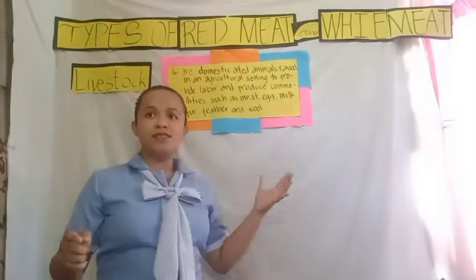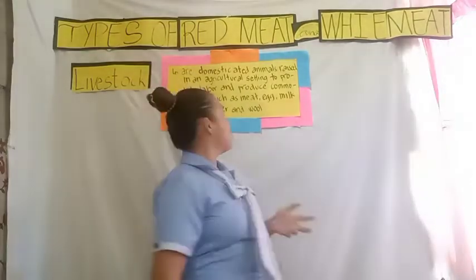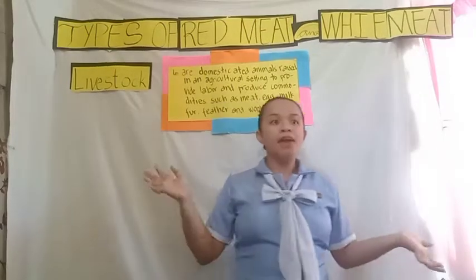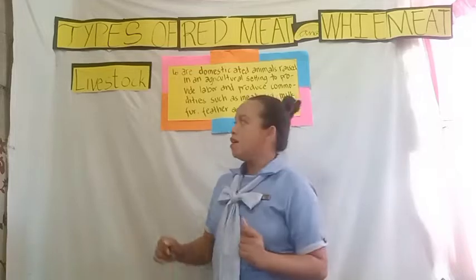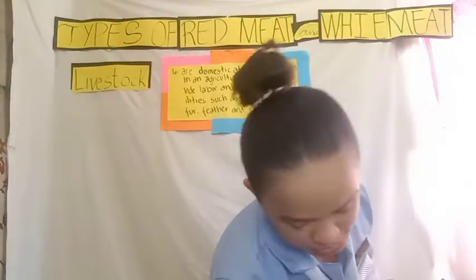The egg comes from the chicken. The milk comes from the cow. The fur, feather, and wool come from the sheep and other animals that are found in the agricultural setting. So, this livestock has two categories, two types.